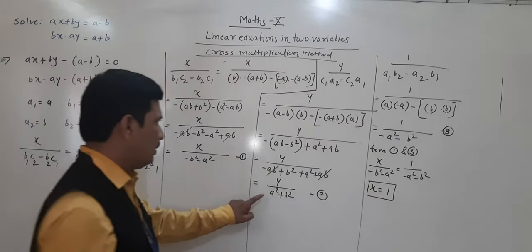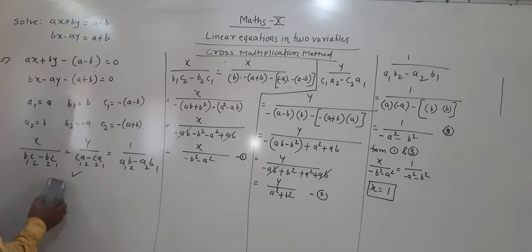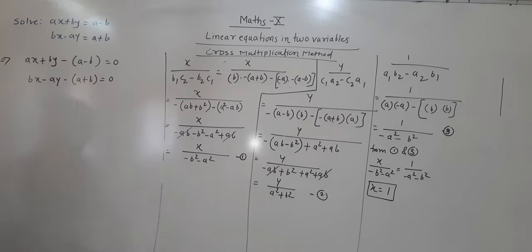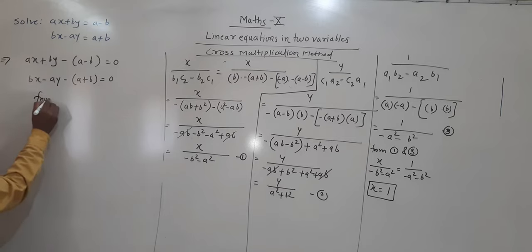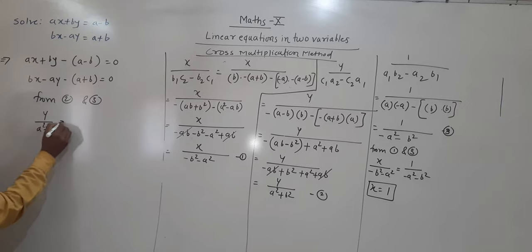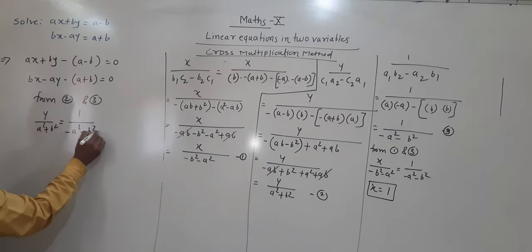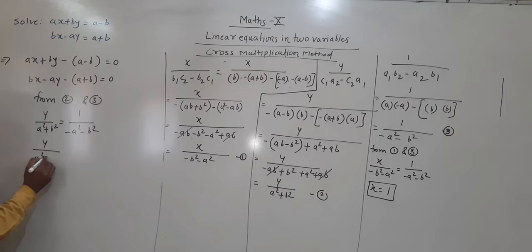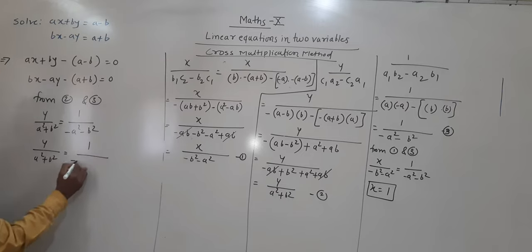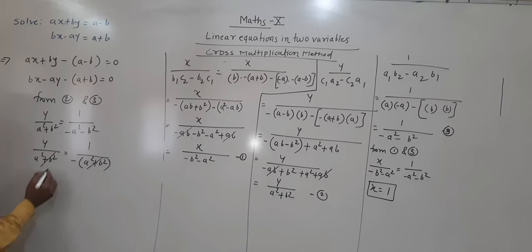Now we will equate second and third. Second one is y upon a square plus b square, equal to the third one, 1 upon minus a square minus b square. So y upon a square plus b square, here we can take the minus sign common. So you will get a square plus b square, and this will be cancelled. So y is equal to minus 1. So x is equal to plus 1, y is equal to minus 1.